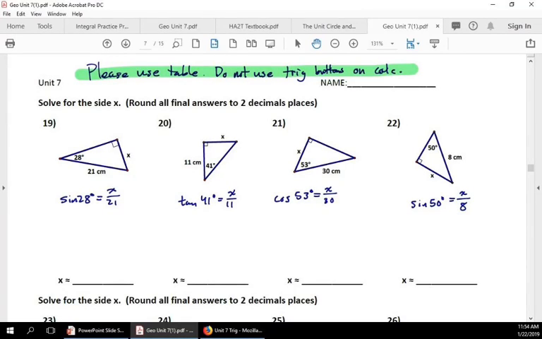Solving for x on a right triangle. All right, this is how you do it. All these triangles right here, they give you 3 pieces of information. They give you an angle and 2 sides. Your job is to figure out what these 2 sides are in relationship to this angle and use that information to help you figure out which trig function to use.